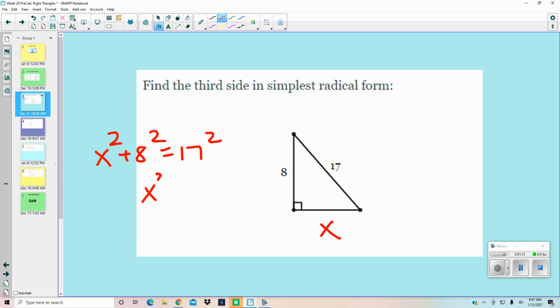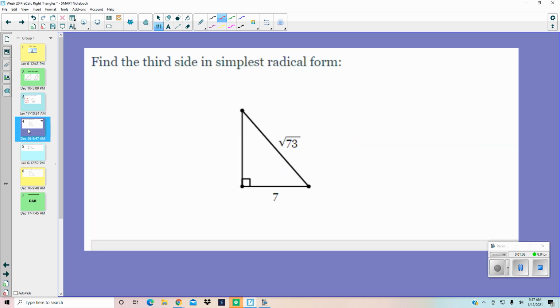So you get x squared is 225. So x is 15. Okay, so try to make it just a really easy week for you.